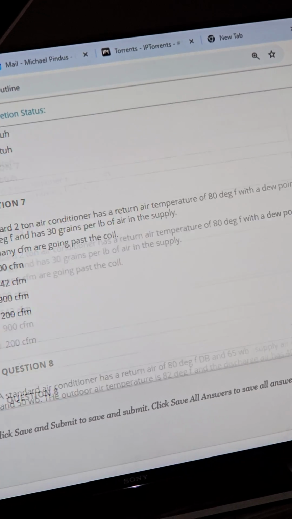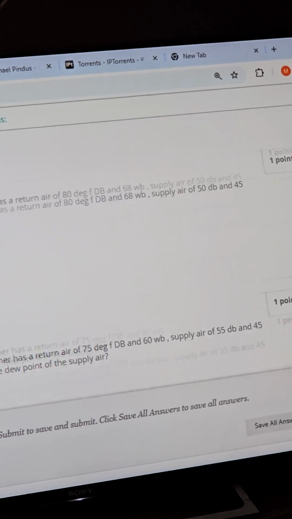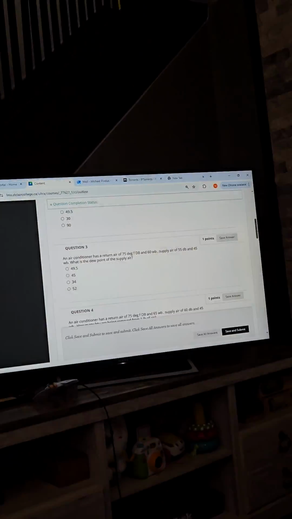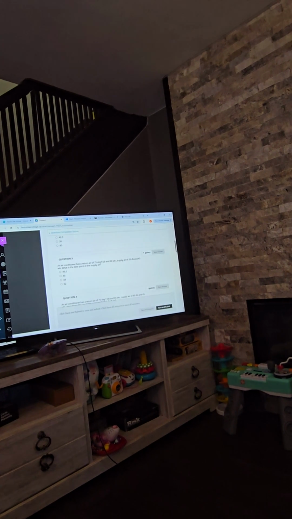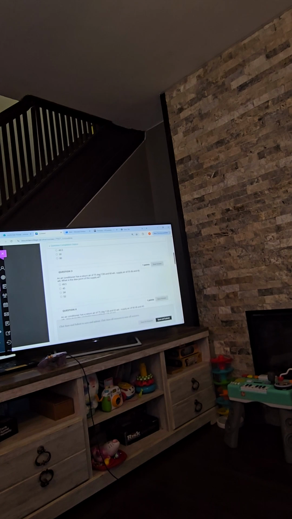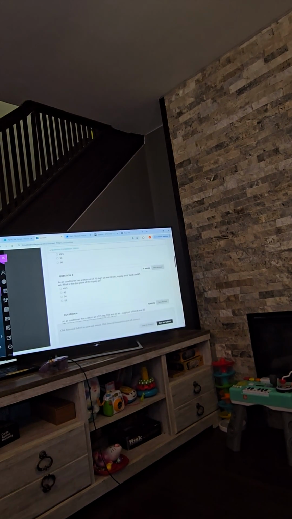How many do we got? 14. Okay. An air conditioner has a return air of 75 degrees dry bulb, 60 wet bulb. Supply air is 55 dry bulb, 45 wet bulb. What is the dew point?